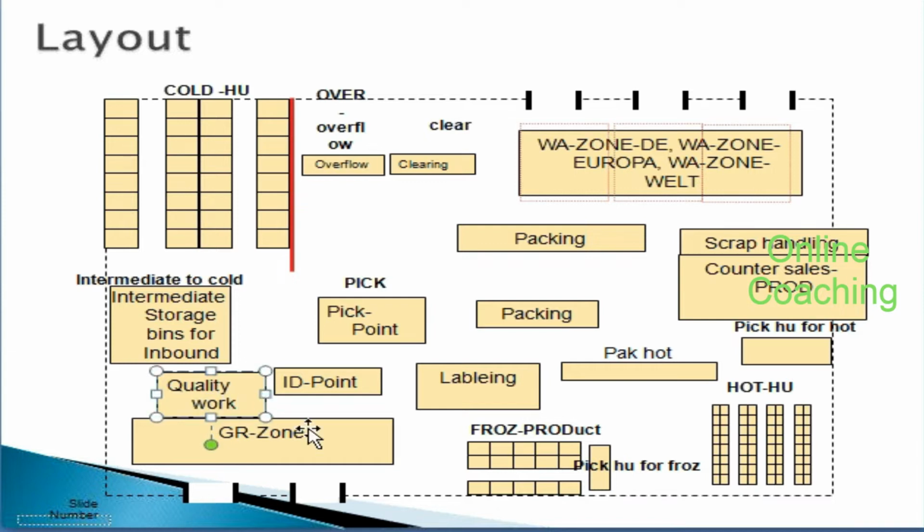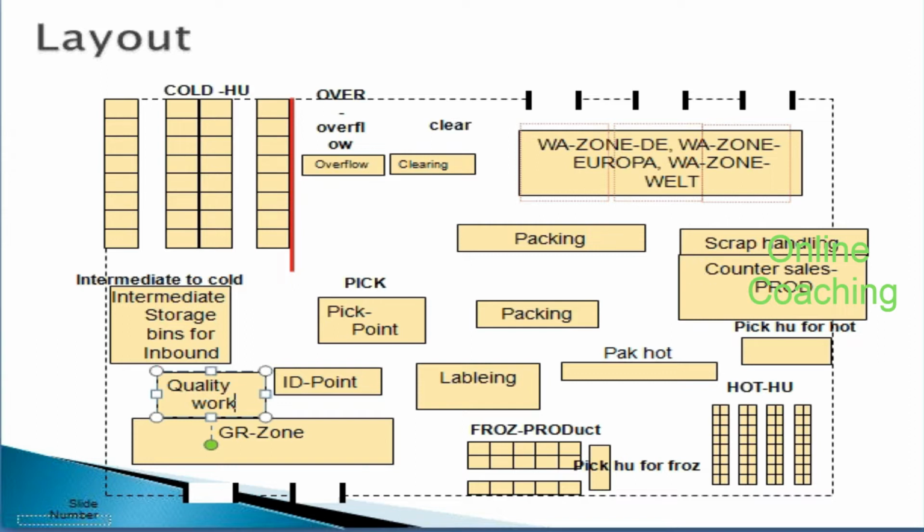Assuming the goods are available in the GR zone, they'll be moved to the quality work center. There they will check whether the goods meet your quality requirement or not, and then you can decide whether you want to store the goods inside or send them directly to the scrap zone. So that is also a bin? Yes, that's also a bin.